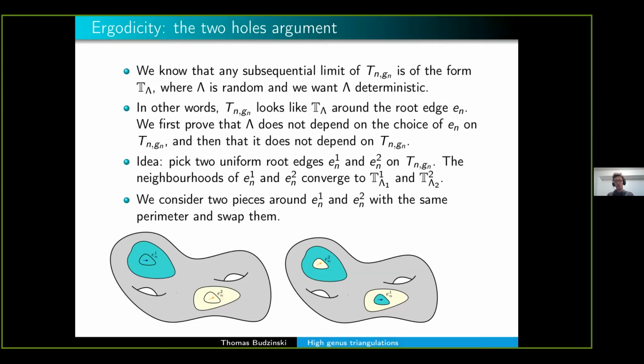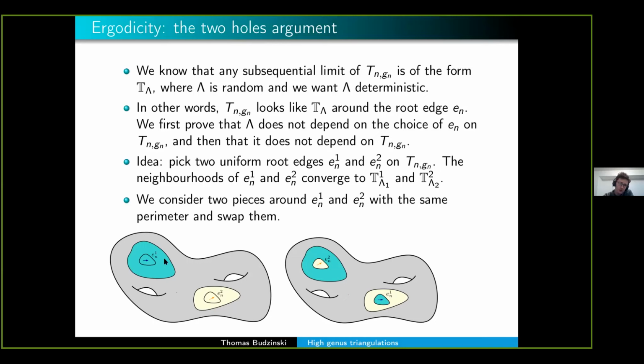So now we know that any subsequential limit of my uniform finite triangulations T and Gn is of the form a Pschit of parameter lambda, where lambda is random, and we want to prove that lambda is deterministic. In other words, we already know that if we take a uniform triangulation, T and Gn, and we pick the root uniformly at random on this triangulation, the neighborhood looks like a Pschit with a certain parameter. And I'm first going to argue that if I fix my triangulation, this lambda does not depend on the choice of the root on this triangulation.